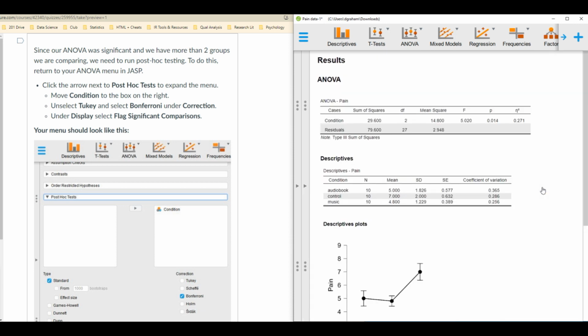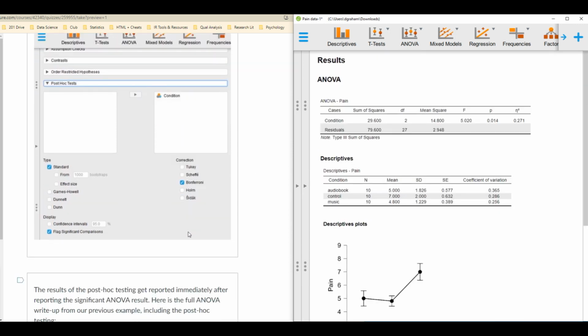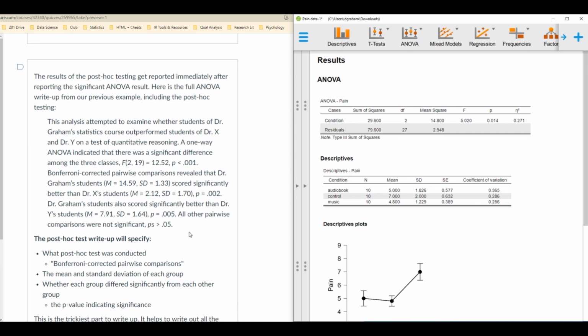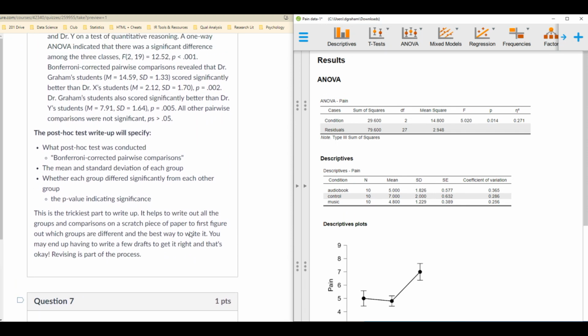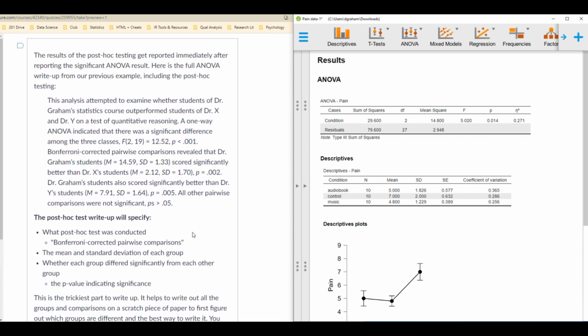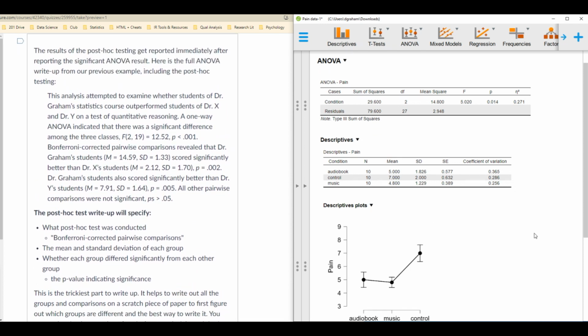Okay, so coming back to my output, this is really the trickiest part of the output, or the trickiest part of the write-up and the trickiest part to interpret, I would say.